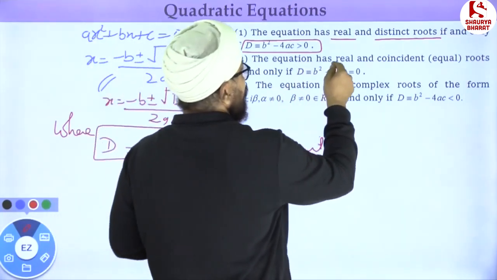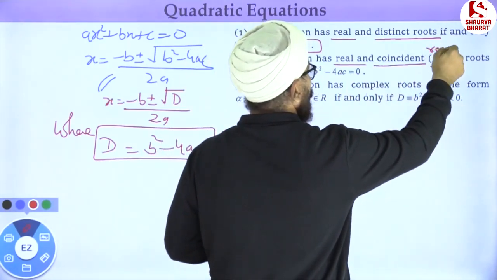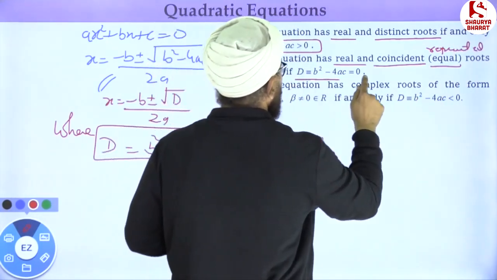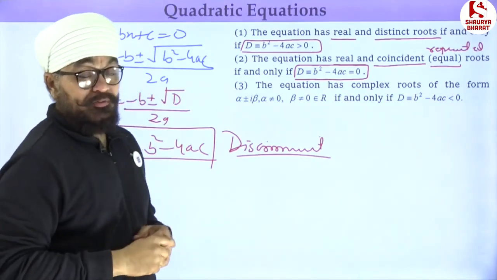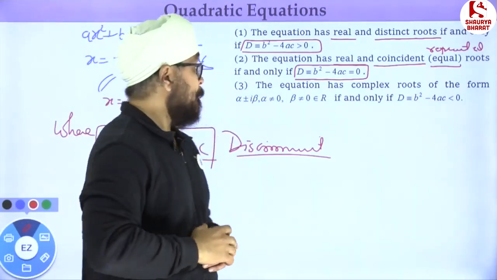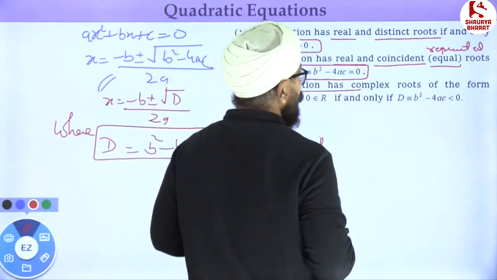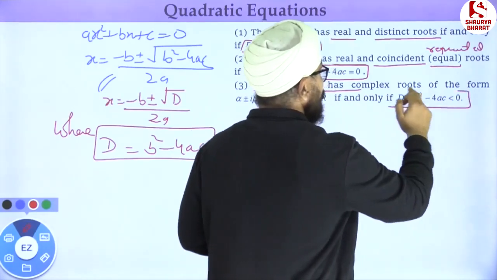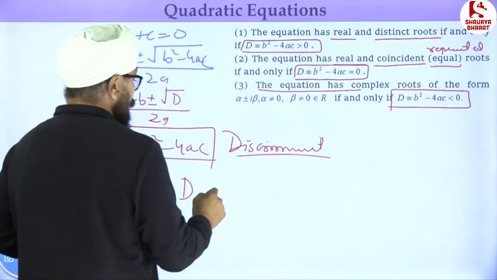In the same way, when we say that the roots are real and coincident, or equal, or repeated, then the discriminant is equal to 0. This is the second important condition of the discriminant D. And the third one, when the quadratic equation is going to have complex roots, means the discriminant is less than 0.